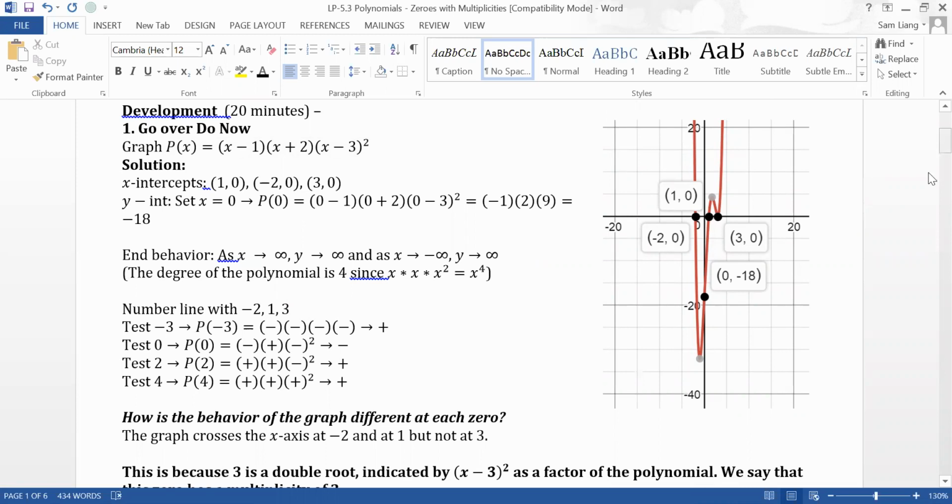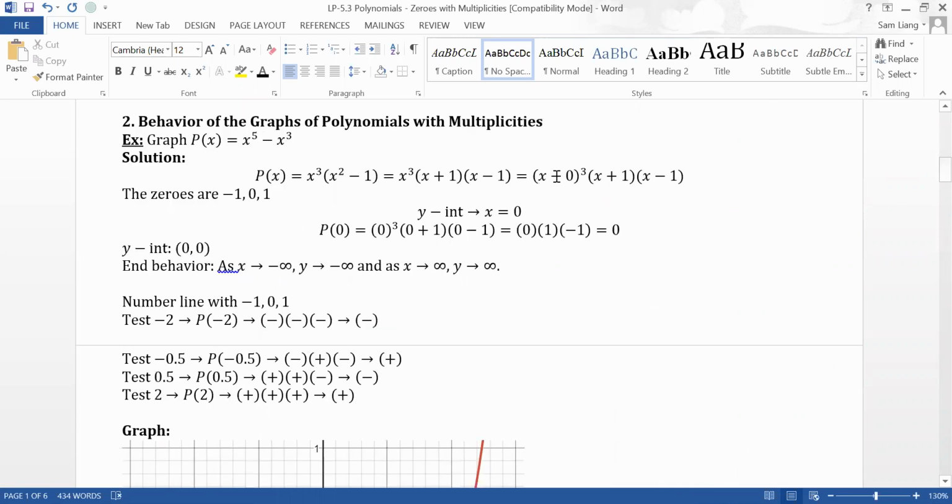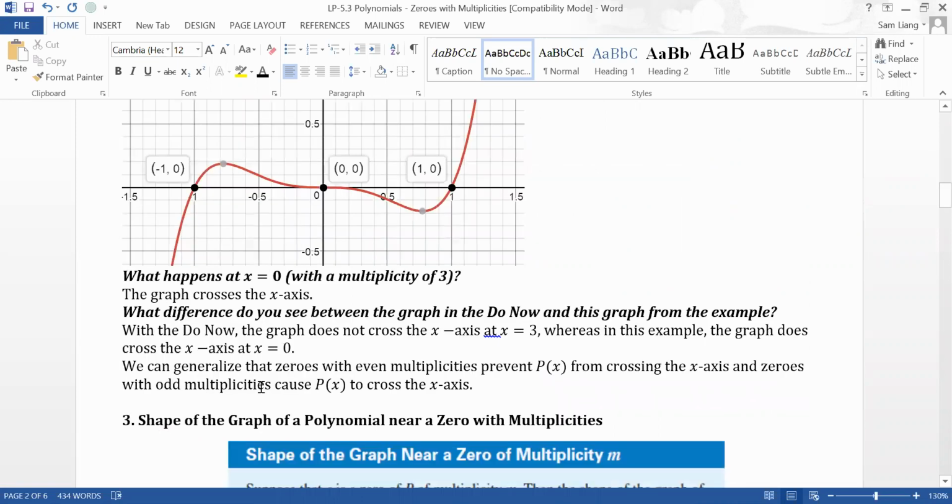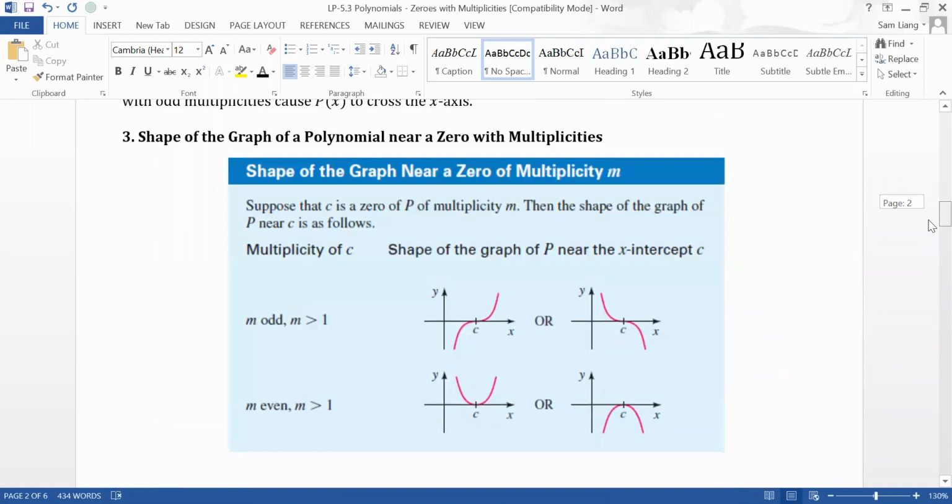But for this example, 0 had a multiplicity of 3. 3 is an odd number. And if it has an odd multiplicity, then it does cross through. So zeros with odd multiplicities cause p of x to cross the x-axis. You don't have to copy that. To summarize that, though, I want to give you this diagram from the textbook. Okay, so this is the shape of the graph of a polynomial near a 0 with multiplicities.